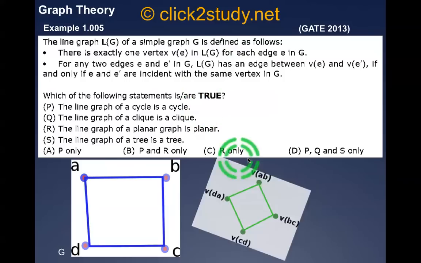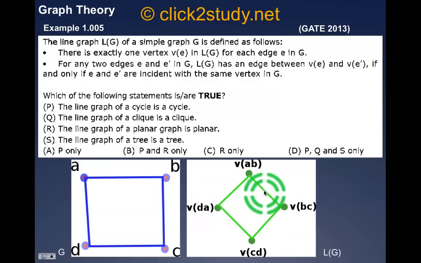And if you actually draw the line graph LG, it looks like this. So this is a vertex VAB. This vertex VAB is nothing but the vertex that corresponds to this edge AB. This vertex VBC corresponds to this edge BC. This vertex VCD corresponds to this edge CD. This vertex VDA corresponds to this edge DA. Next, this is the first point. The first point gives you the vertices of the line graph. So far we only have these vertices.